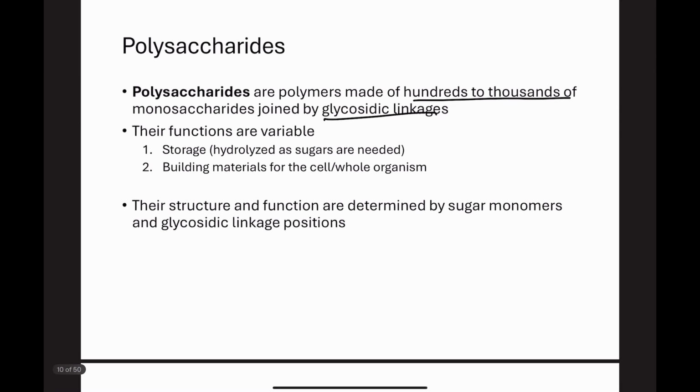Some polysaccharides are important for storage, and they are hydrolyzed as sugars are needed by our bodies. The other main function is to serve as building materials for the entire cell or whole organism. They are the building materials of our bodies. The specific role of a polysaccharide depends on the sugar component and how the glycosidic linkages are arranged.